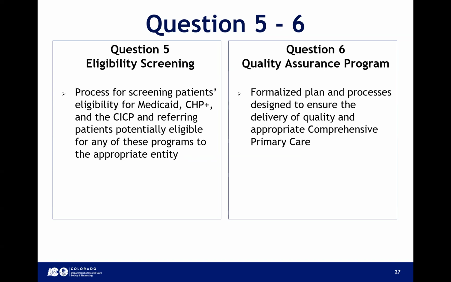Question 6 is the Quality Assurance Program, which is a formalized plan and processes designed to ensure the delivery of quality and appropriate comprehensive primary care. This can be demonstrated by obtaining a certification or accreditation through the process administered by the Joint Commission on Accreditation of Healthcare Organizations or by the Accreditation Association for Ambulatory Healthcare.